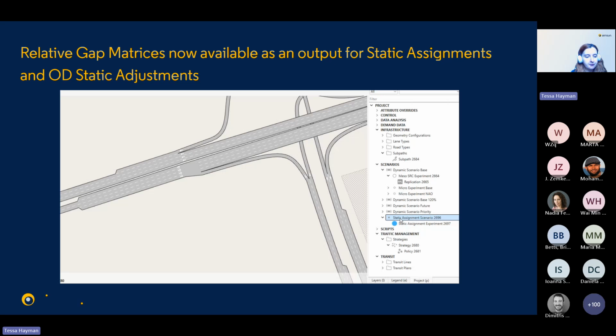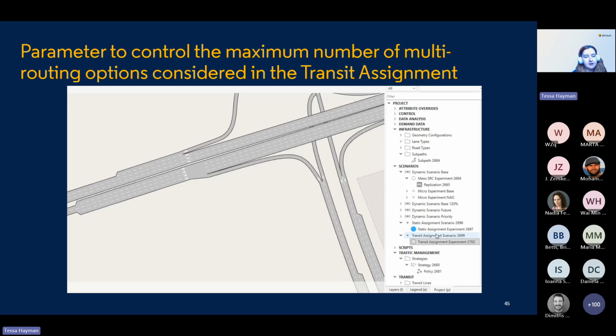So let's have a see of that. We've got the relative gap matrices just in the outputs to generate for the static assignment. So again, opening up that static assignment, you've just got the relative gap matrices at the bottom. For controlling the number of multi-routing options, here we just have it in the experiment. So again, opening up the experiment, and we have the multi-routing number there.